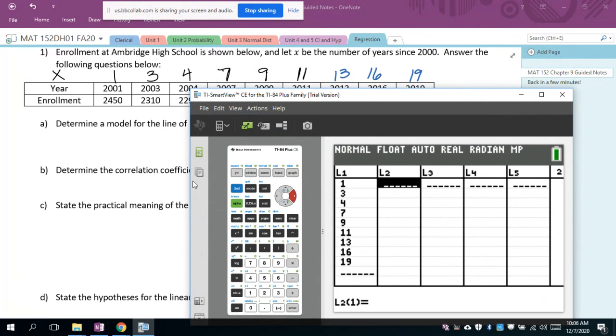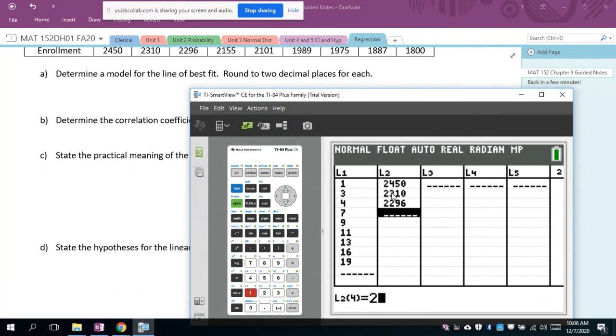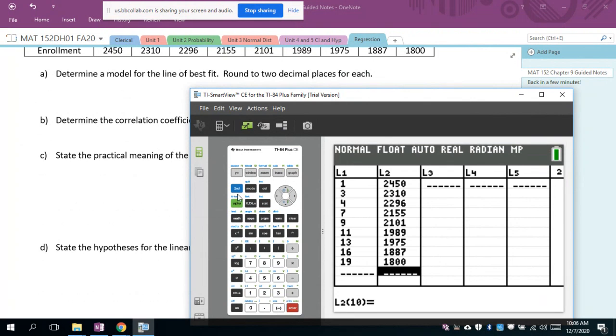Now for L2, I'm going to put these enrollments. So 2450, 2310, 2296, 2155, 2101, 1989, 175, 1887, and then 1800 students. So I have all my data in the calculator now.